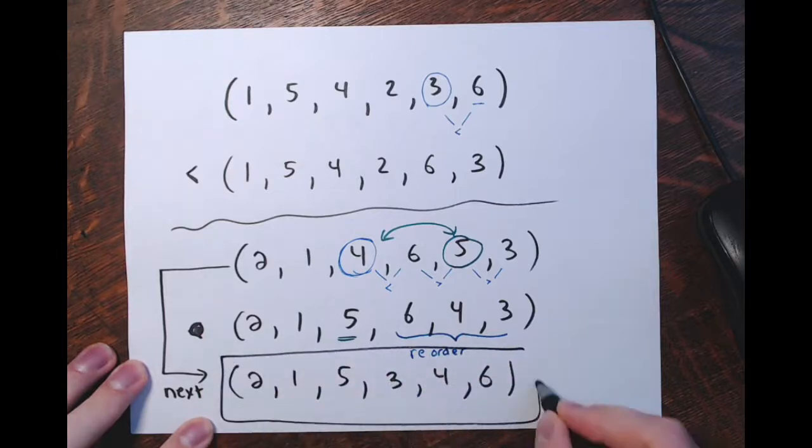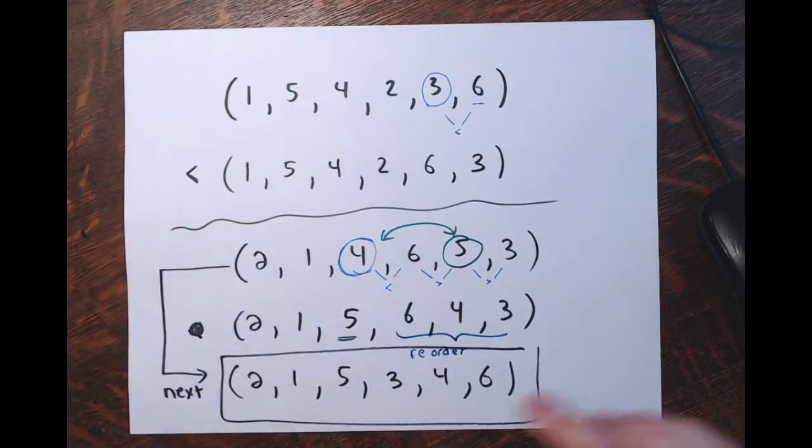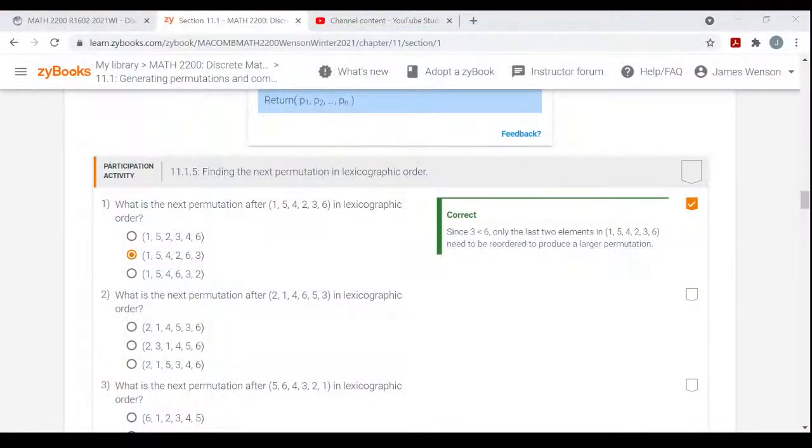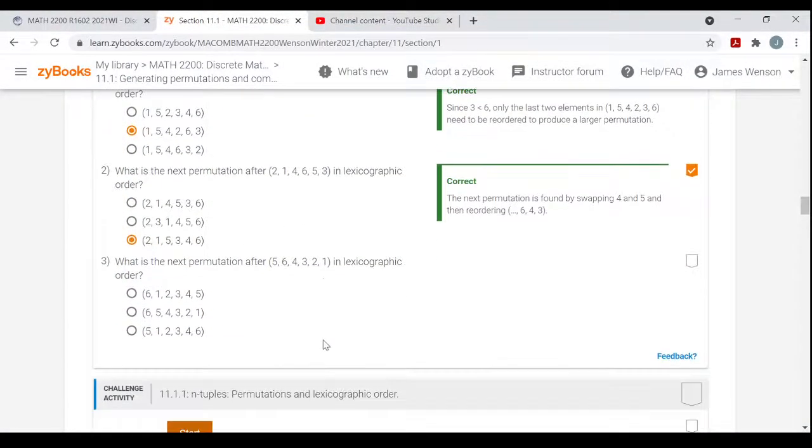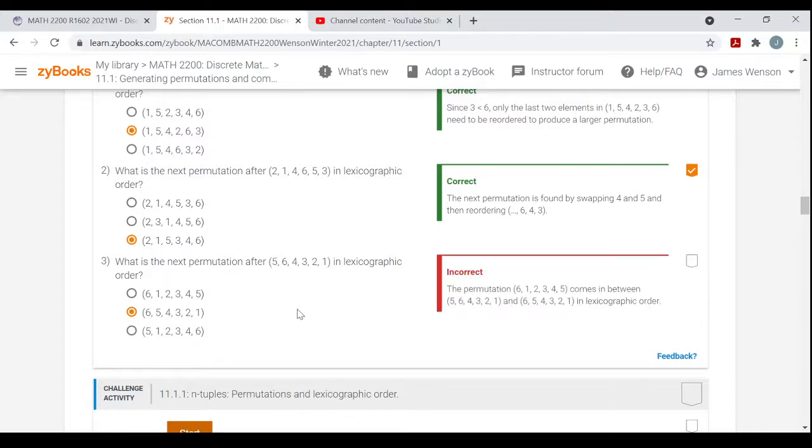This would be the next one after this one: 2, 1, 5, 3, 4, 6. That's this here. All right, so I'll leave this one to you. Well, actually, it'll just be 6, 5, 4, 3, 2, 1. Oops, sorry. 6, 5, 1, 2, 3, 4. Yeah, switch the 6 and the 5, and then reorder the rest.